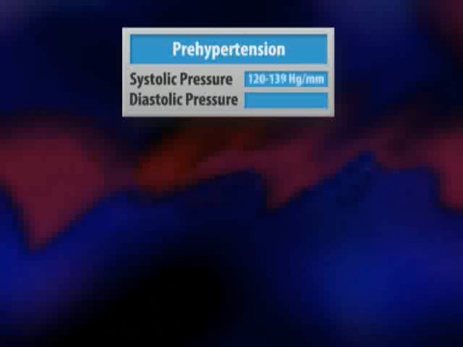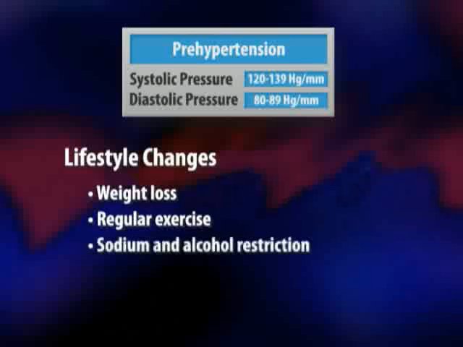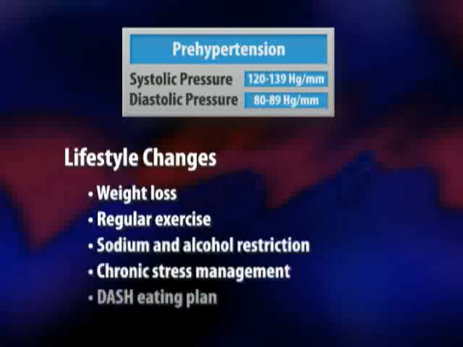Pre-hypertension, a systolic pressure of 120 to 139 millimeters of mercury, and a diastolic pressure of 80 to 89 millimeters of mercury, calls for lifestyle changes, such as weight loss, regular exercise, sodium and alcohol restriction, and stress management. In addition, a diet high in fruits, vegetables, and low-fat dairy products with a reduced content of saturated fat and total fat, known as the DASH eating plan, should be implemented.